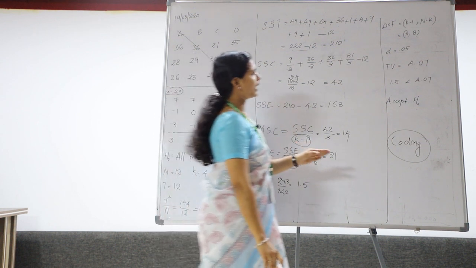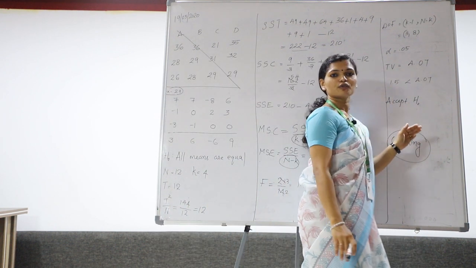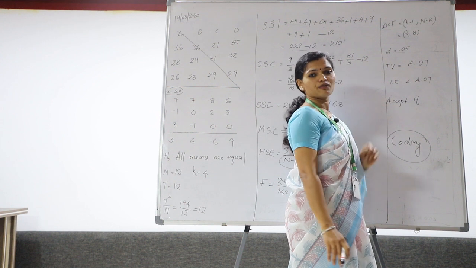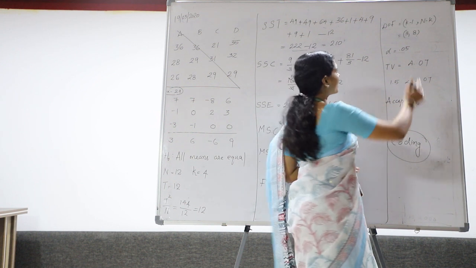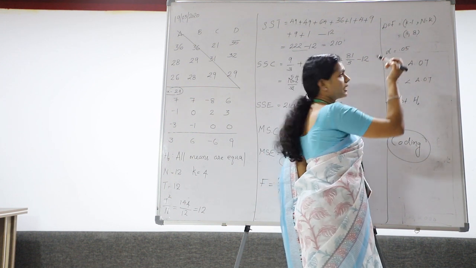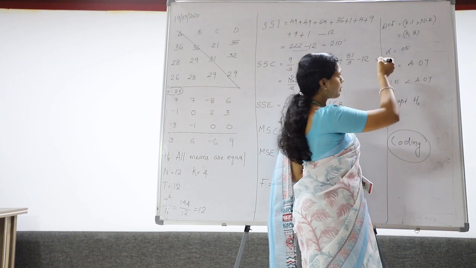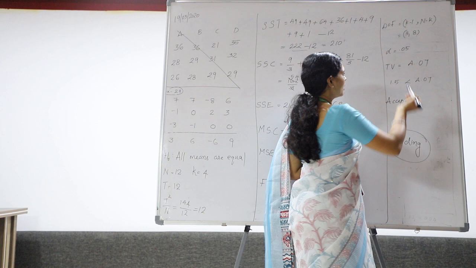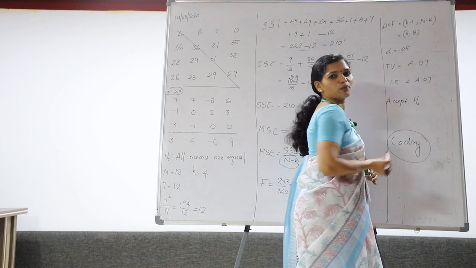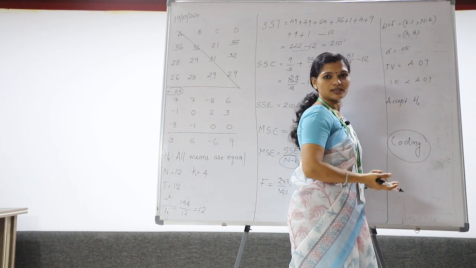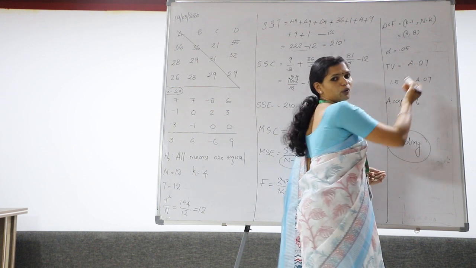Then next we have to find the table value. For that you have to find the degrees of freedom. Degrees of freedom for one-way ANOVA are k minus 1 and n minus k. So corresponding to 3 and 8 from the F table with the 0.05 level of significance, you can see the table value is 4.07. Check your statistical table and you will get 4.07.